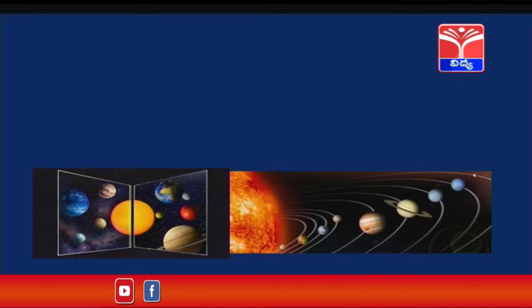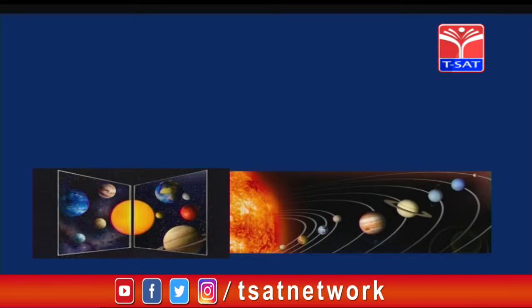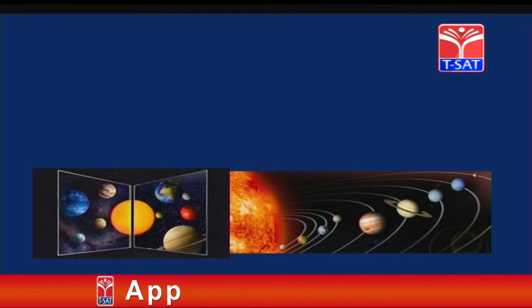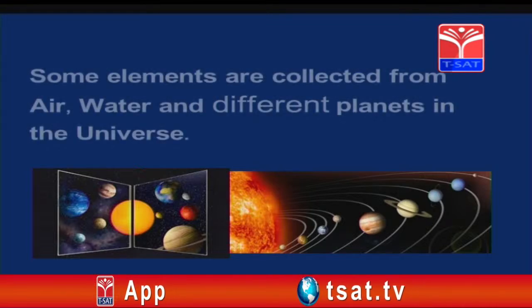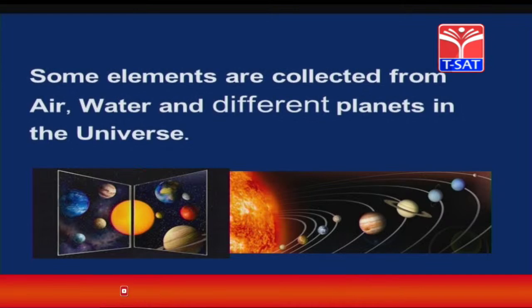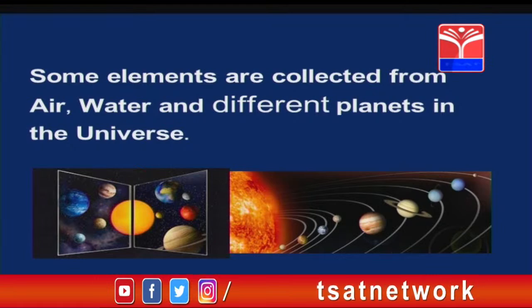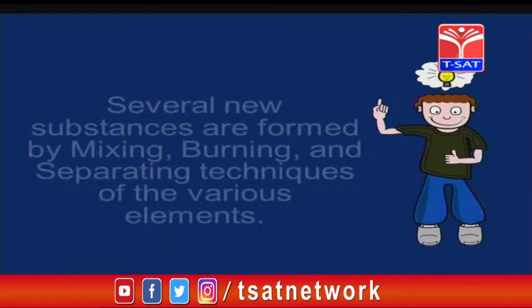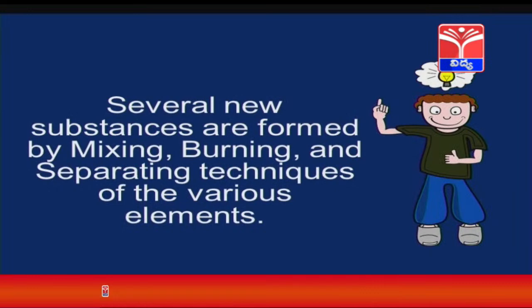How do we get the elements from other planets? We are not visiting there and collecting. Yes, in the form of meteorites. When they hit the surface of earth, our scientists collect these materials. Some elements are collected from air, water and different planets in the universe. Several new substances are formed by mixing, burning and separating techniques of various elements.